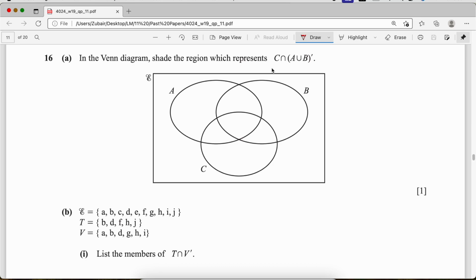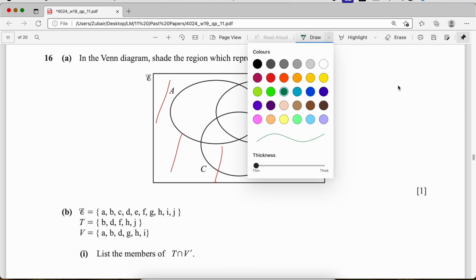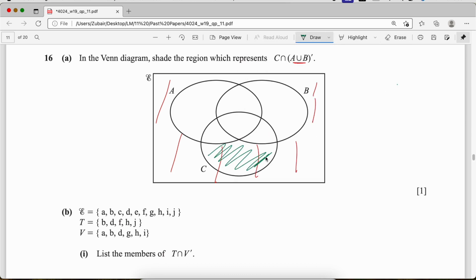In the Venn diagram, shade the region which represents C intersection A union B complement. So I'm just thinking about A union B. This is all A union B, and if that's complement, it means this is not included, that means this remaining region is included. And now the intersection of this with C is only this part. This is common with A union B complement. So that's what we shade and leave the remaining.